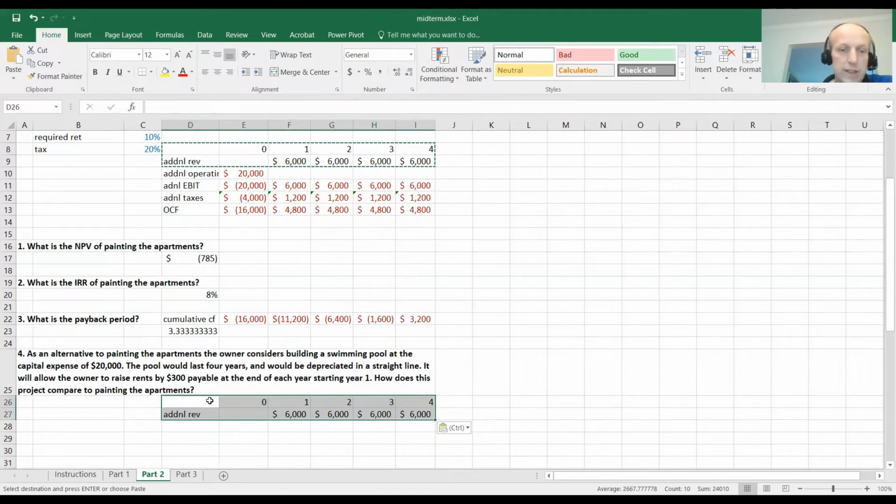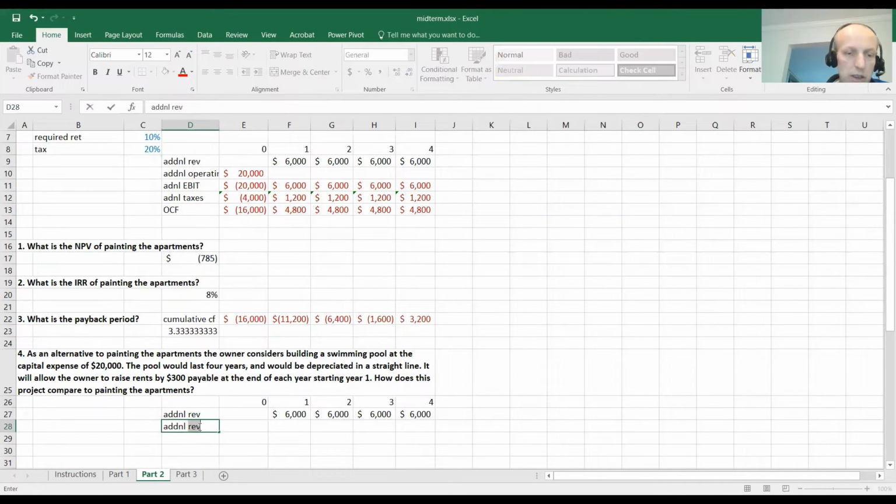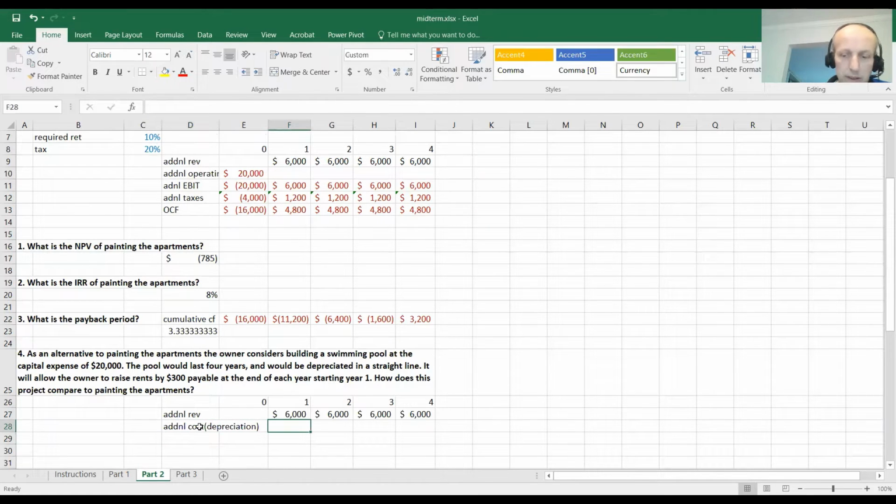Certainly the first line is the same because we have additional revenue, but now we have some additional cost, which is really the depreciation. So what's the depreciation on this? It's going to be 20,000 divided by 4. So it's really 5,000. That makes sense.